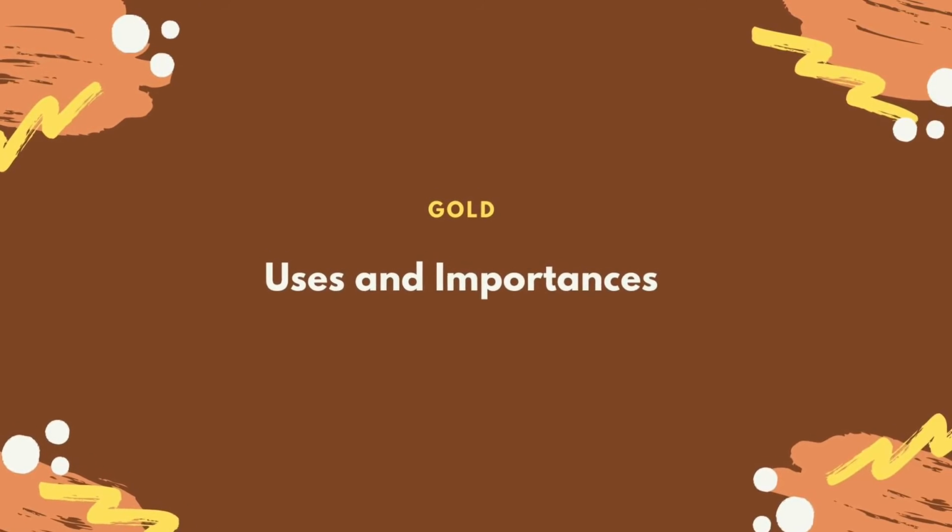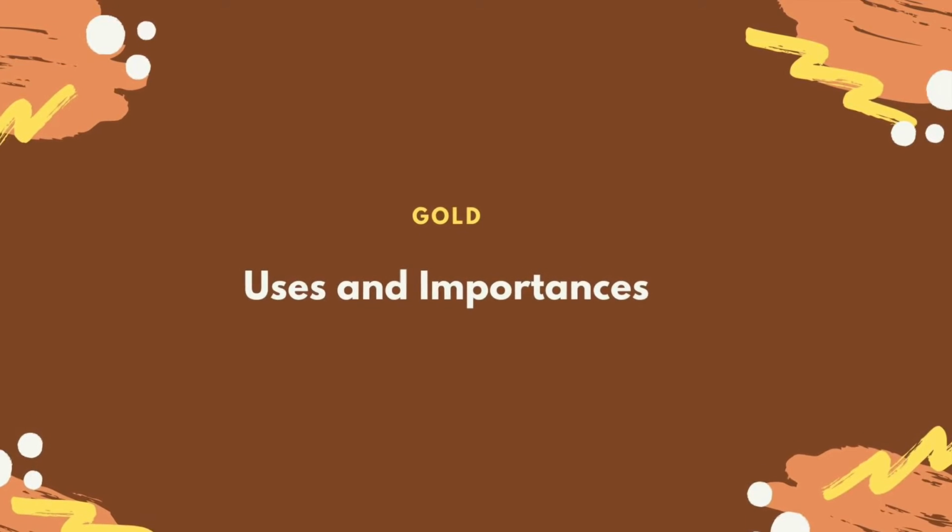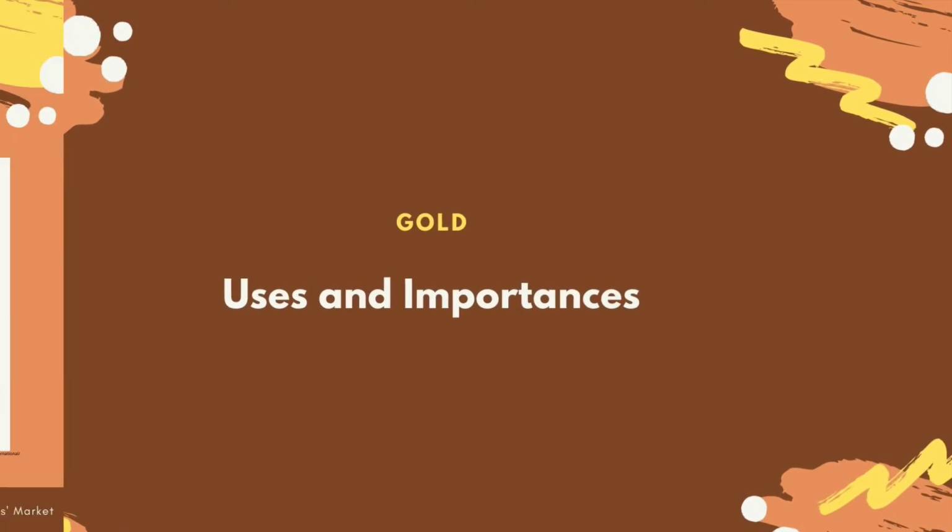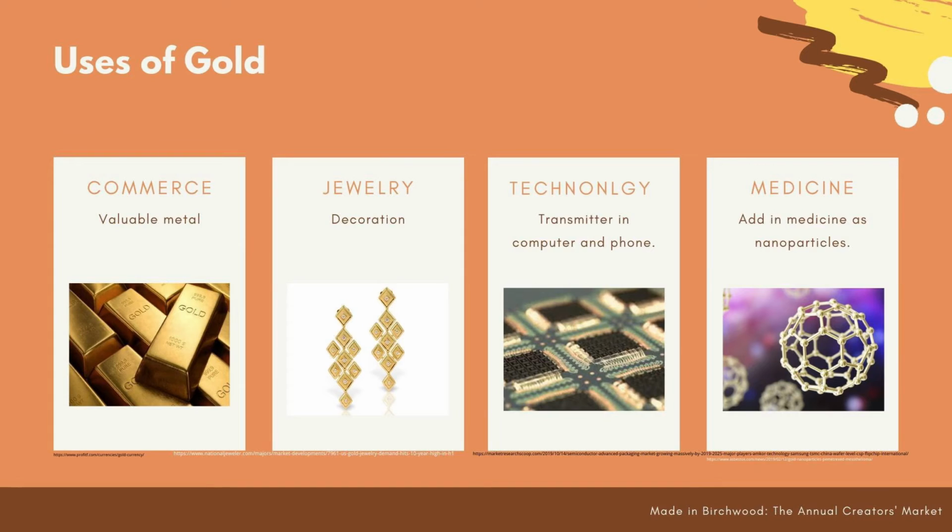And now we are going to talk about the uses and importance of gold. We usually use gold in 5 fields, and the first field is the economy. Gold serves as a valuable metal in our economy. Although there's no country using gold as their currency now, governments still store gold in their government banks because gold will not devalue like currency will. The second field that uses gold is jewelry. We usually use gold as decoration or material to make our jewelry.